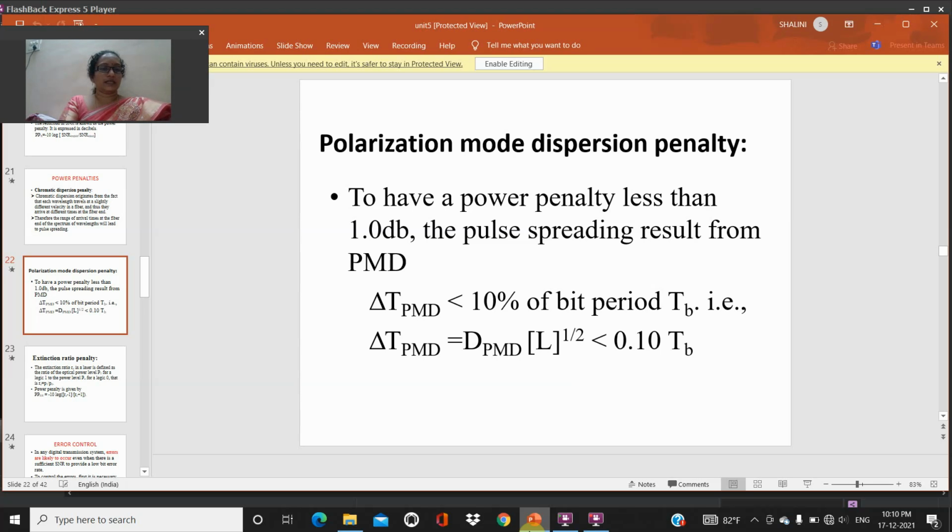Next, delta T PMD is greater than 10% of the bit period TB, that is, delta T PMD is equal to D PMD times L to the power 1 by 2, which is greater than 0.10 TB.